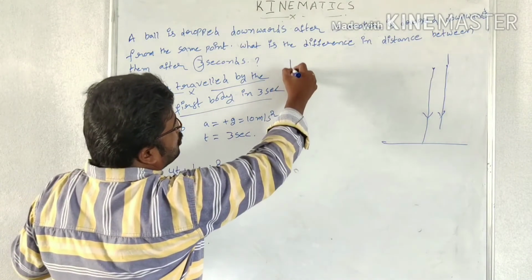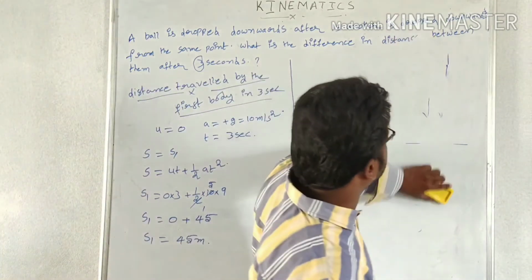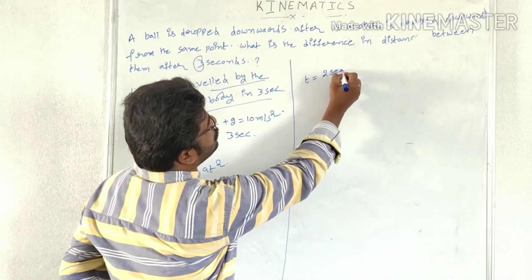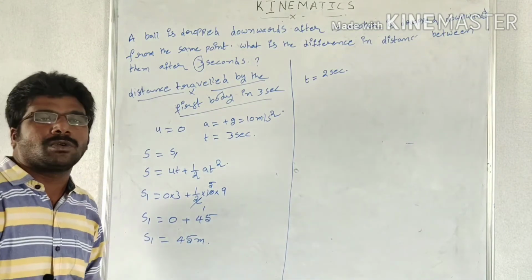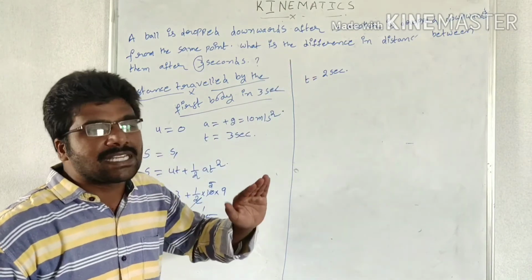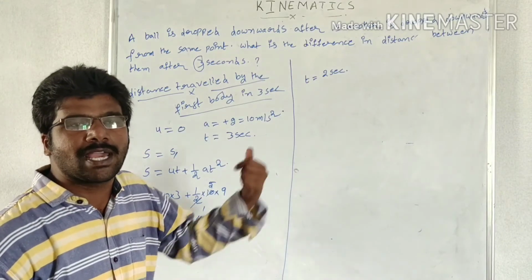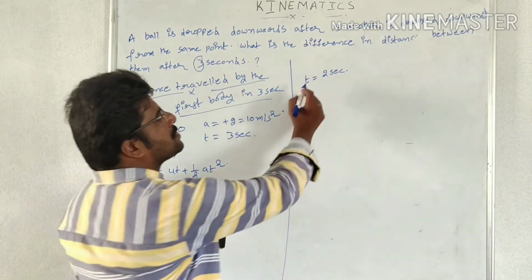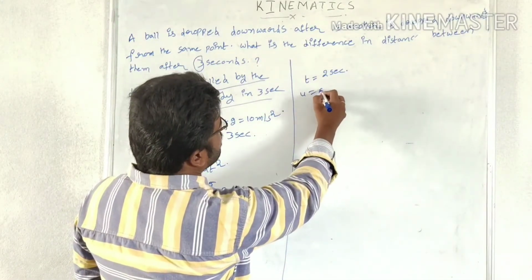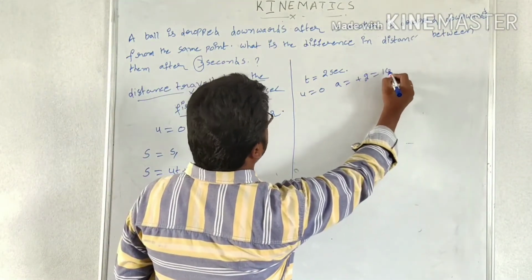In the same way, we are going to calculate the distance travelled by the second body. But only one difference, we should note that. For the second body, the time should be taken as 2 seconds. Why? Because the second body is released after 1 second. There is a time gap of 1 second between the first body and second body. So this is important. T equal to 2 seconds. Remaining is the same. Initial velocity for the second body is also 0. A equal to G, that is 10 meter per second square.